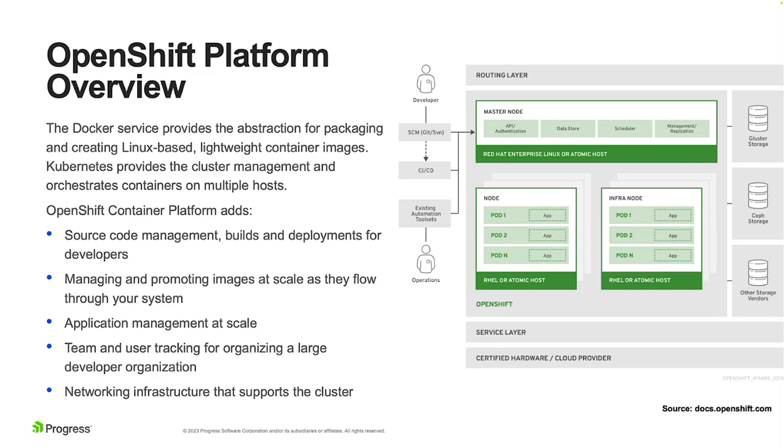As you can see from the diagram, OpenShift is a layered system. It provides an accurate picture of the underlying Docker formatted container image and Kubernetes concepts, which can be easily used by a developer to build applications. Like, for example, installing Ruby, pushing code, and adding MySQL. Here, the Docker service provides the abstraction for packaging and creating Linux-based container images, while Kubernetes provides the cluster management and orchestrates the containers on multiple hosts.